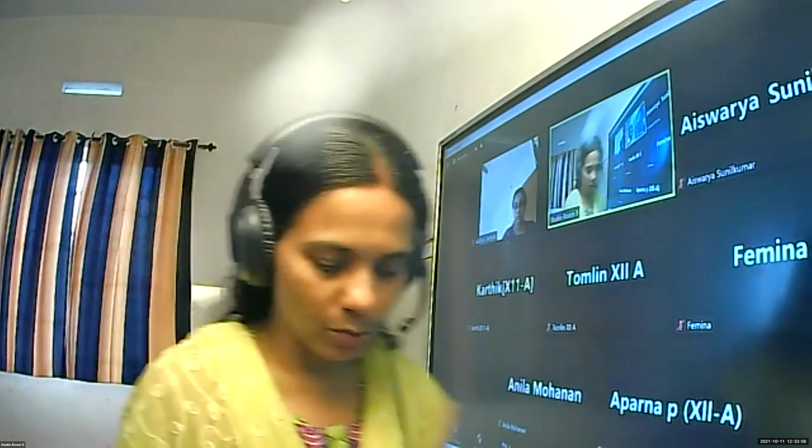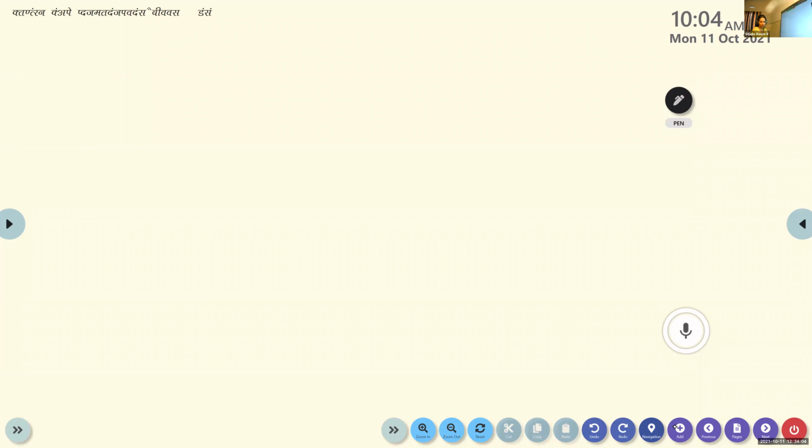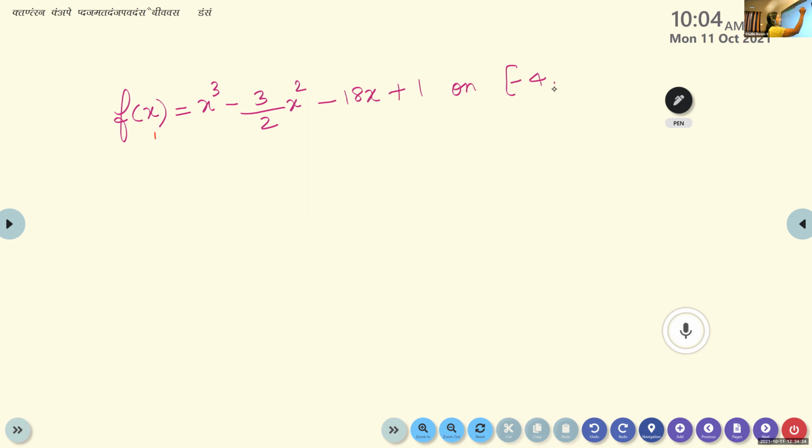Now let us do one question in this model. Write down: find the absolute maxima and minima of the function f of x is equal to x cube minus 3 by 2 x square minus 18x plus 1 on the closed interval minus 4 comma 6. So whenever we are given a closed interval, note down that it is absolute maxima and minima.